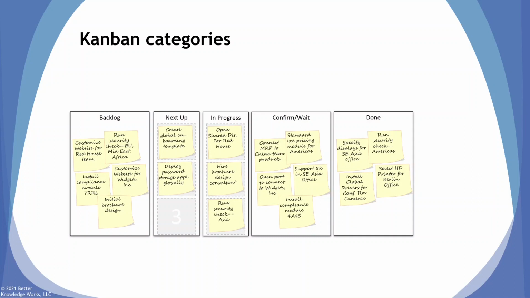If you're designing a Kanban board, how do you select the categories? When we started with this example, we started with backlog, next up, in progress, and done. But you can see here that confirm wait has been added because what we learned was after we ran the Kanban board, hypothetically, for a few weeks, we noticed that we had a lot of tasks that were waiting for confirmation. They didn't really fit very well into in progress because they weren't really being actively worked on, but they weren't done. We've got to follow up to make sure that confirmation and approval is completed. So we added a confirm wait column.